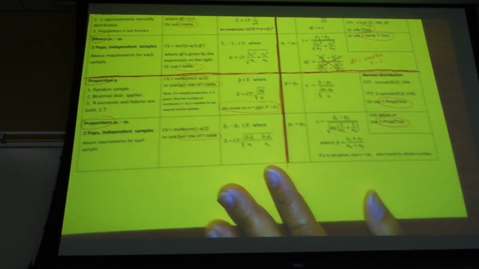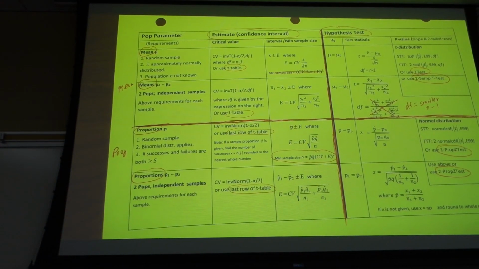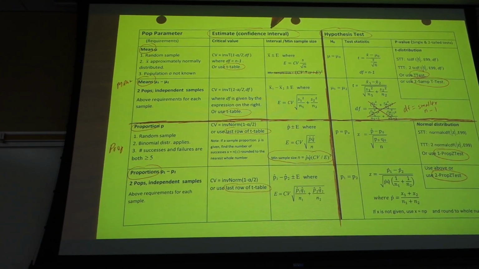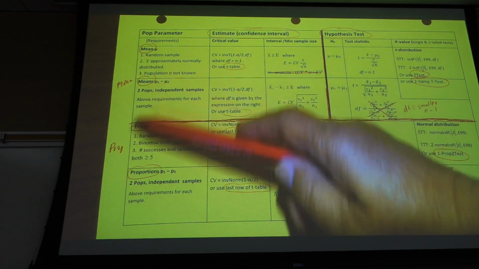So, again, these are where the confidence intervals are, and an estimate is a synonym for confidence interval. Estimate and confidence interval are the same thing, just the same as mean and average are the same thing. I mean the same thing. Hypothesis test, and then again means and proportions.